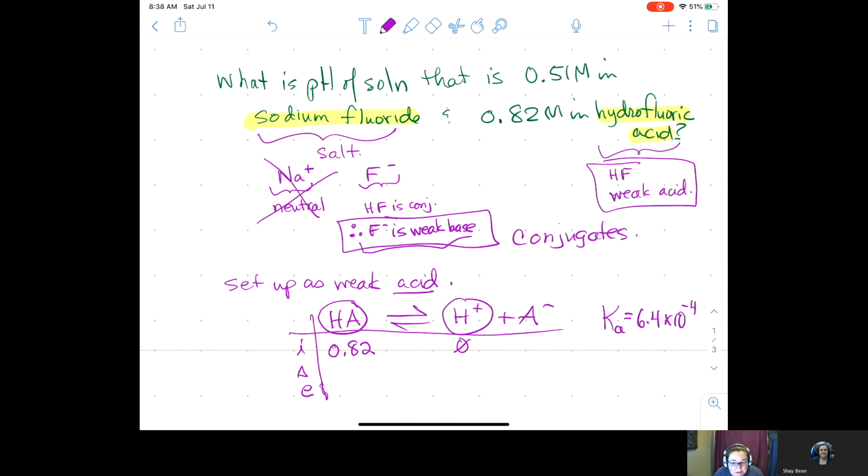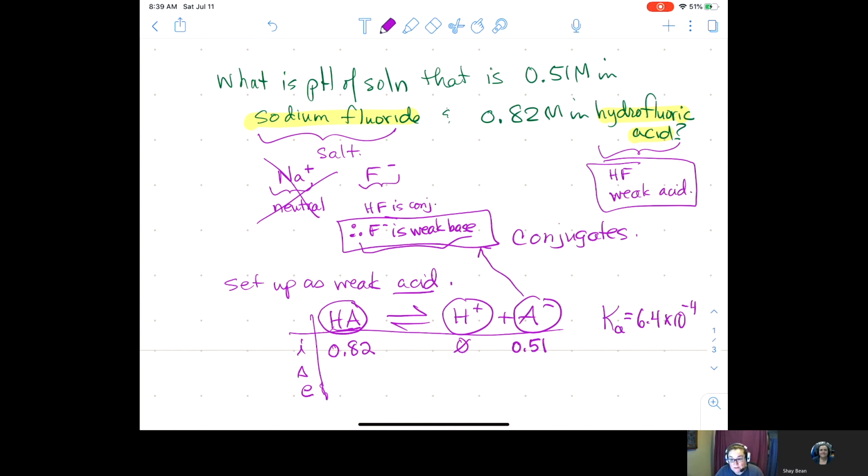It's actually 1 times 10 to the minus 7, recall module 6, all right? But that's very, very close to 0. We just say 0. The initial A minus, that is representing the conjugate base of my acid, the F minus ion, and its initial concentration is 0.51. This looks a little different than our other ice tables. We don't have zeros in both products because we have those two things in the beaker at the same time.